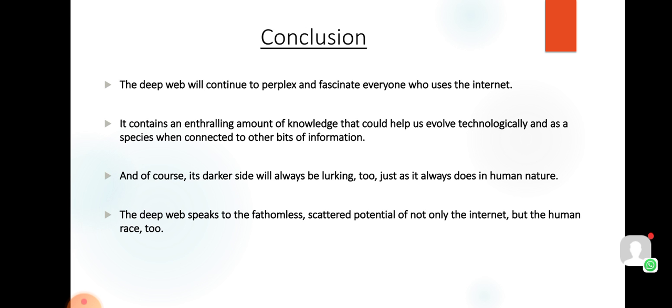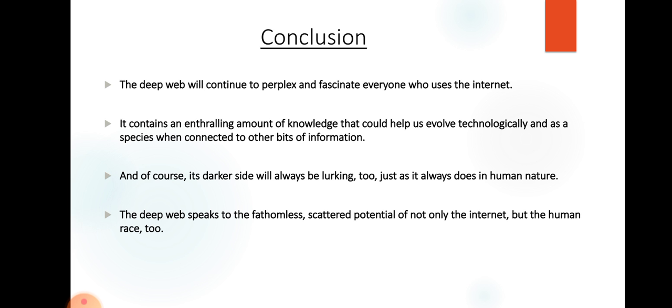In conclusion, the deep web will continue to perplex and fascinate everyone who uses the internet. It contains an enthralling amount of knowledge that could help us evolve technologically and as a species when connected to other bits of information. So a huge amount of information is available there, and you can get access through the technology. And of course, its darker side will always be there, just as it always is in human nature. The deep web speaks to the limitless scattered potential of not only the internet but the human race too.